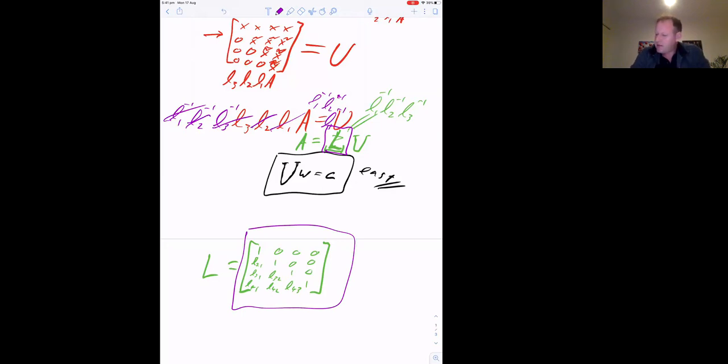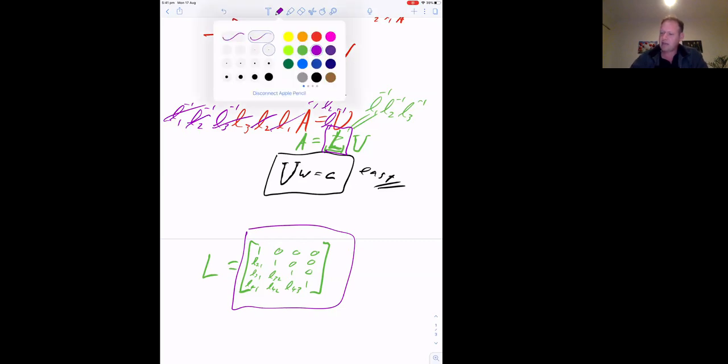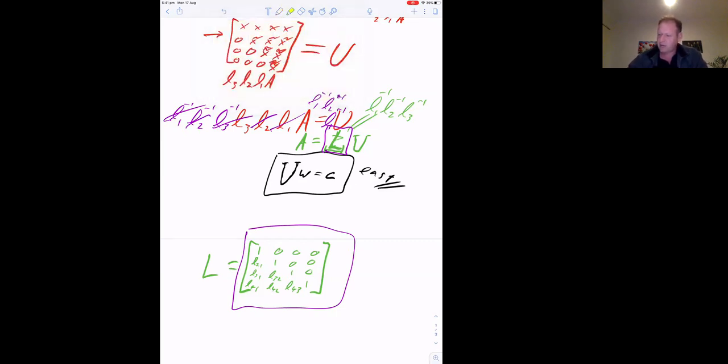So look, L is lower triangular, U is upper triangular. Sometimes L is called unit lower triangular because it has units on the diagonal. Is U unit upper triangular? No, not necessarily, typically not, unless we're super, super lucky. So these X's here are not going to be units. We'll speak about that.